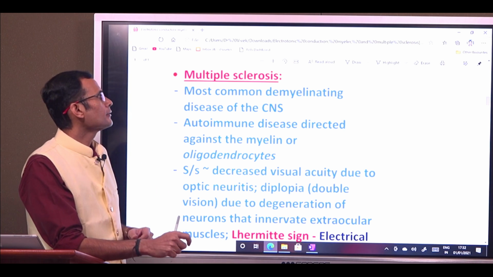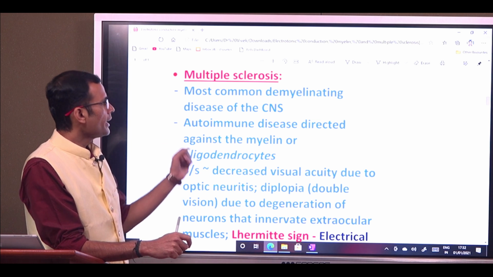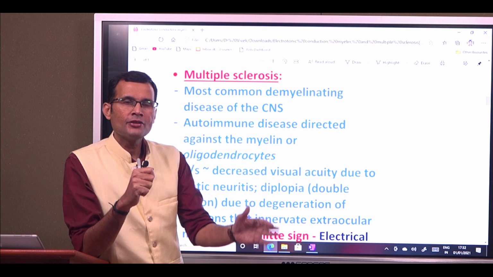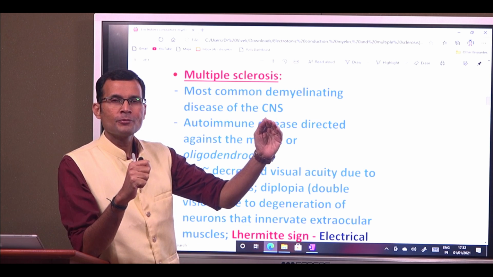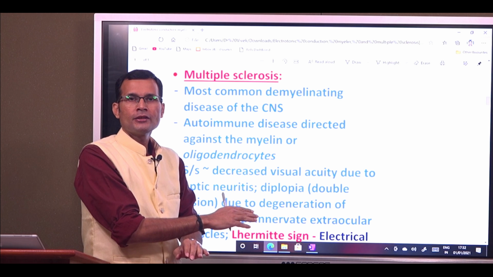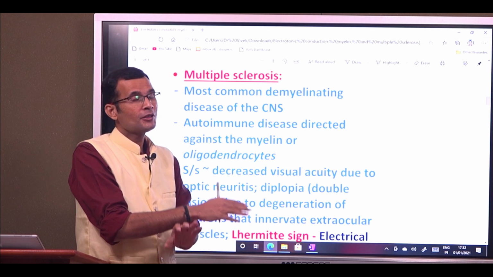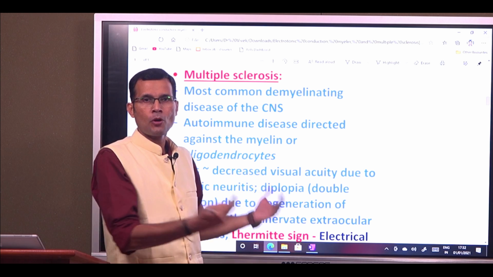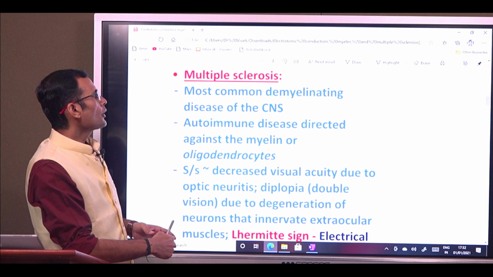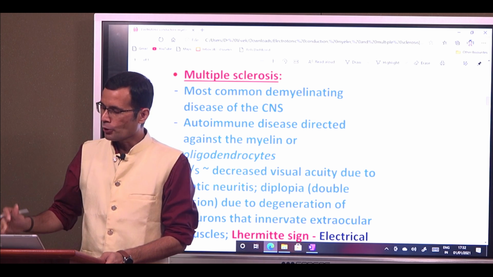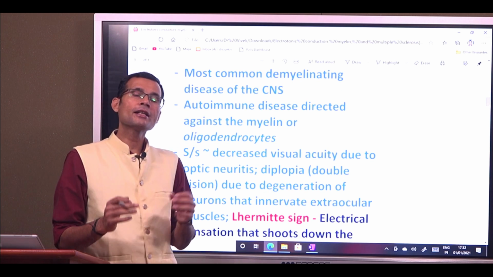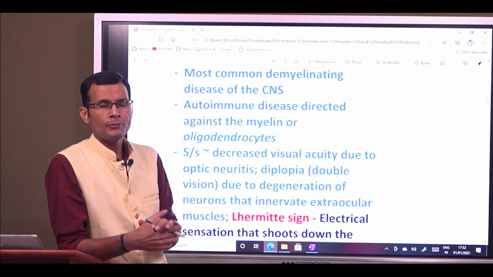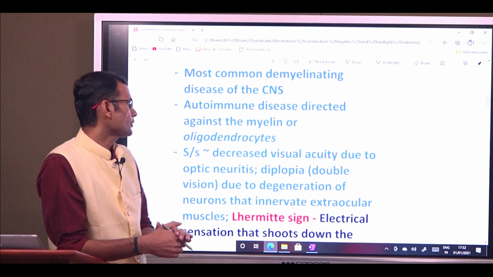Multiple sclerosis is the most common demyelinating disease of the CNS. Now we are going to discuss why the myelinated axon gets demyelinated, so it is now an unmyelinated axon, yet it's not able to carry the impulse, or impulse conduction block happens. It's an autoimmune type of disease directed against the myelin or the oligodendrocytes which form the myelin in the CNS neurons.